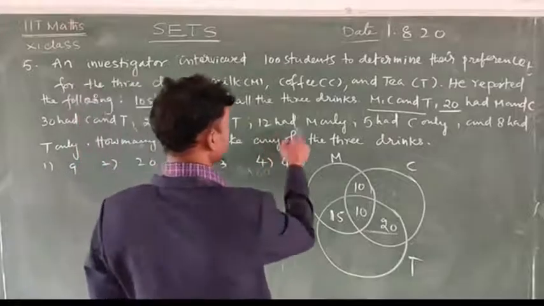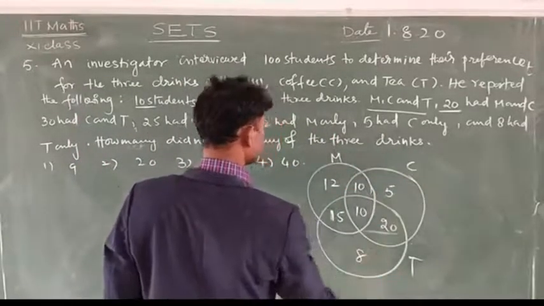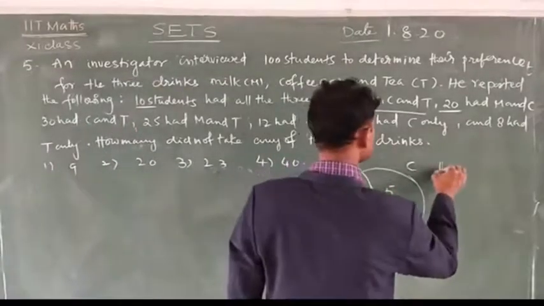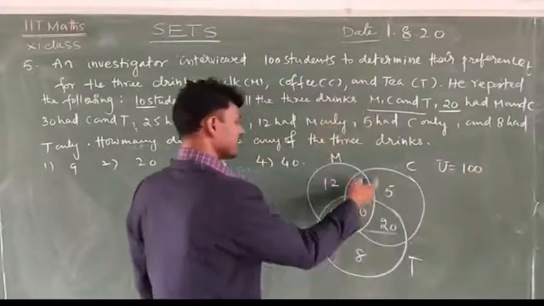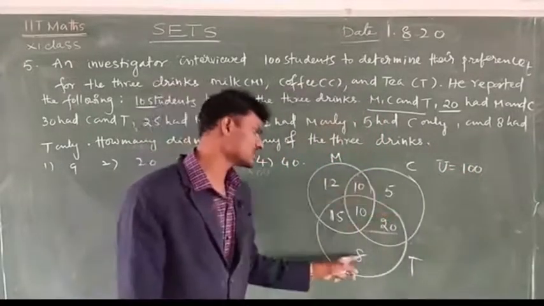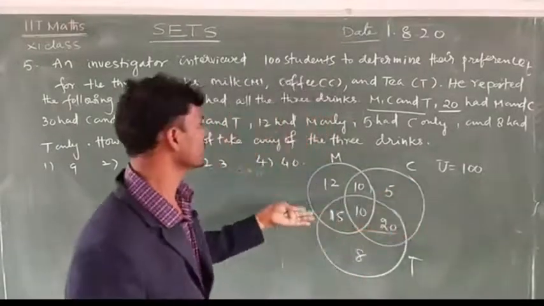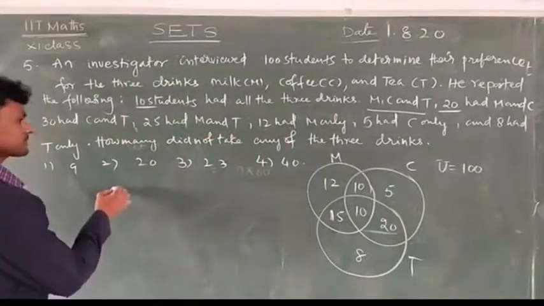Next, 12 had M only and 5 had C only. Next, 8 had T only. Now total how many members here? This is the total, 100 members. Now we have to count how many members there are in total, then subtract from the 100. Then we know how many members did not take a drink from these 3.